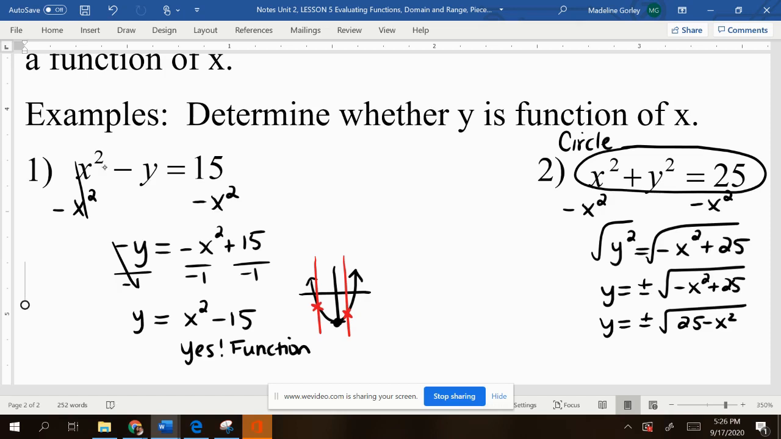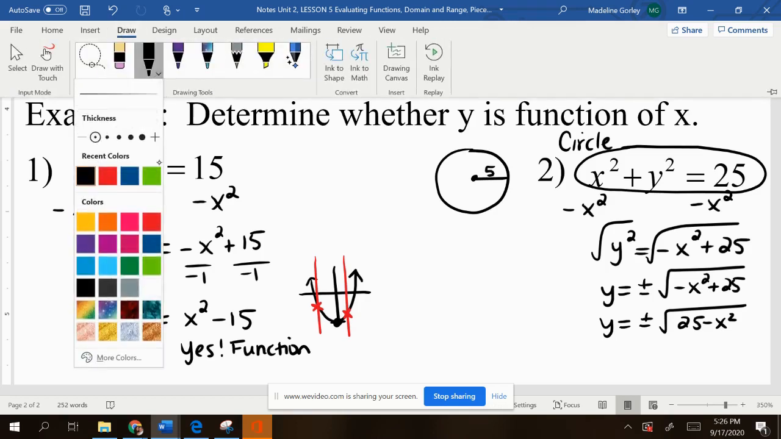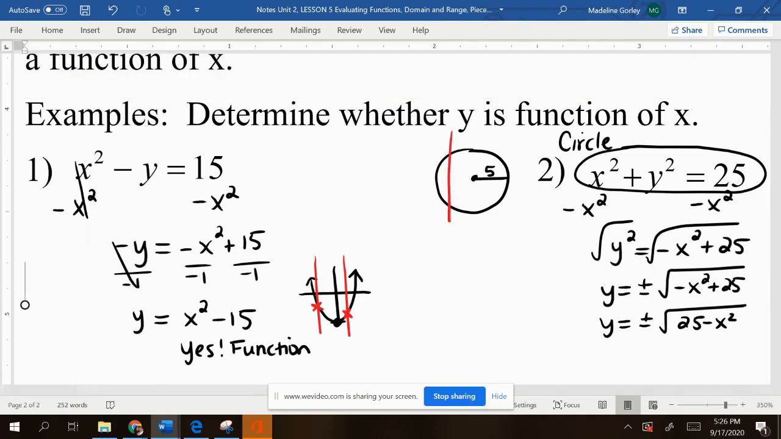Okay, so it would be a circle with what radius length? A circle with a radius length of 5. And instantly I could see that where I draw a vertical line, it's going to be crossing that circle in more than one spot. So I already know that that's not a function.